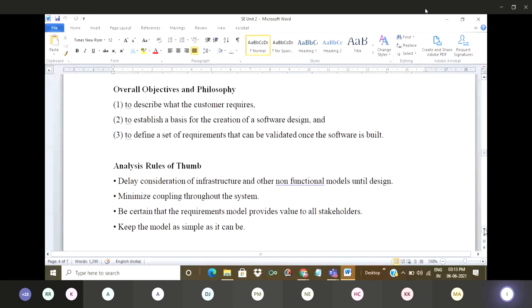The next subtitle of requirement analysis is overall objectives and philosophy. Under this, we have three points. One is to describe what the customer requires and to establish a basis for the creation of software design, and to define a set of requirements that can be validated once the software is built. These are the objectives and philosophies of software requirement analysis.